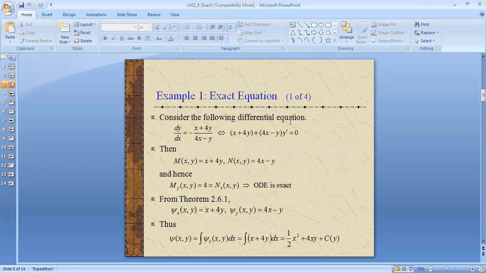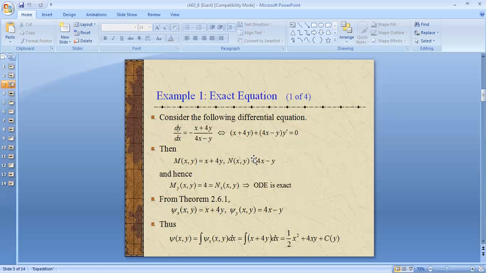Now consider another differential equation: dy dx will be this. That means this can be written as m plus n dy dx. That means m dx plus n dy, where m equals what? m equals x plus 4y, and n equals 4x minus y. Just taking partial differentiation with respect to y of x plus 4y, what will be? The x will be constant, this is why 0. Partial differentiation of y, what, 1. This is why only 4.